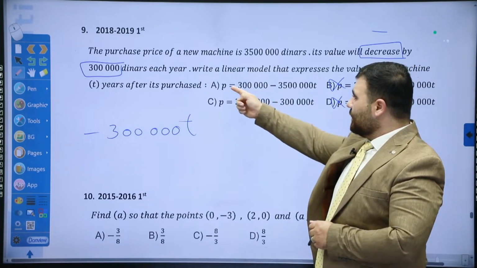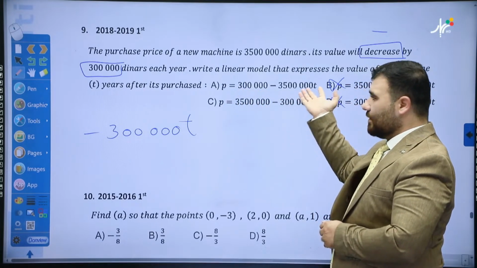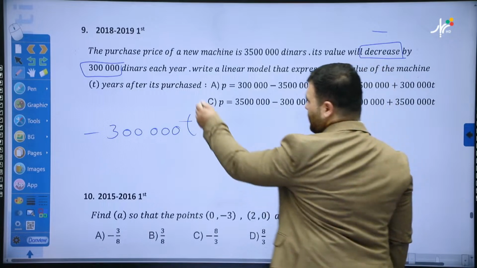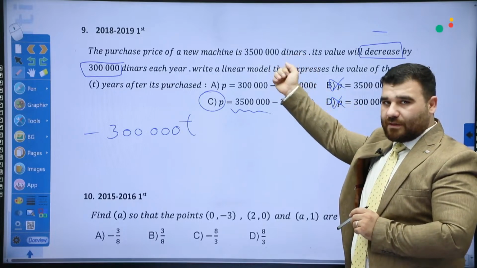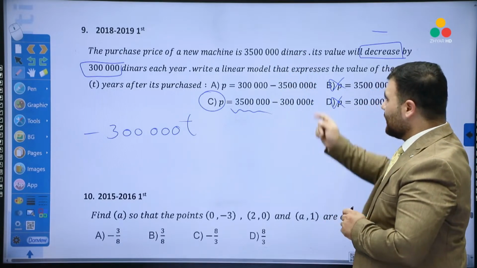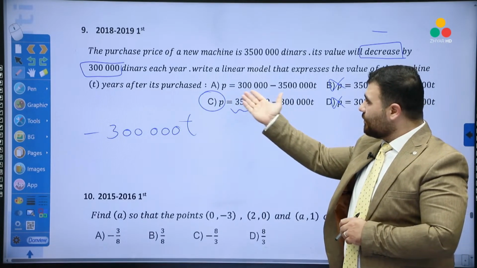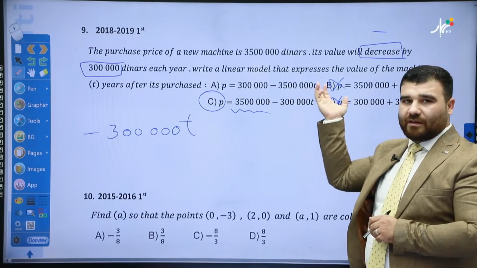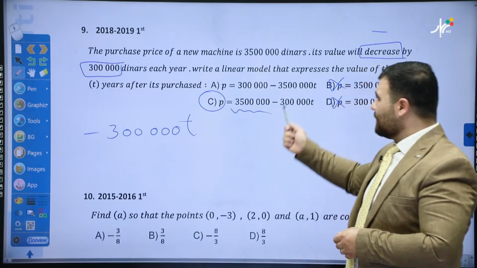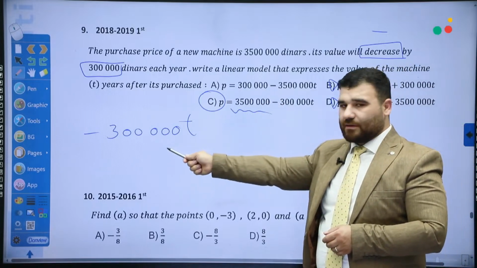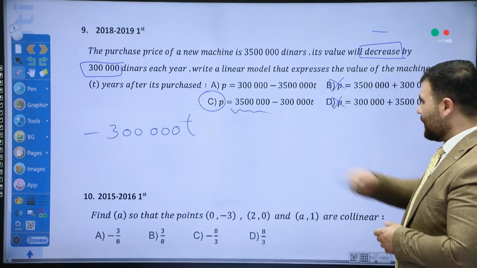Then between A and C, the price is 300,000 minus millions. This is not logical. C will be the correct answer. This is the price, 3,500,000 minus 300,000 T. If we look at the equation in A, when T is equal to 1, the result is negative. The price of something cannot be negative, so of course A is wrong. And by the way, A does not have negative 300,000. It has negative 3,500,000, which we don't need. This is what we need.